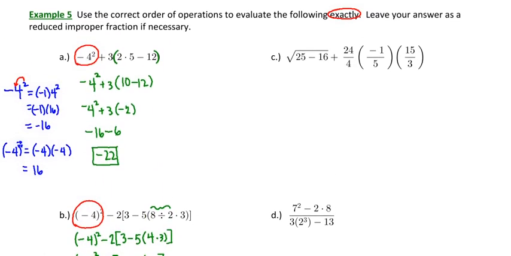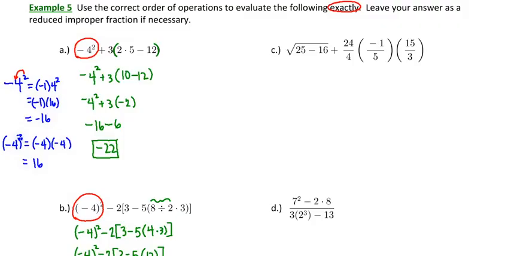Let's go back up here to example C. Now, on example C, notice we do have a radical, and as we discussed previously, a radical can function as a grouping symbol. Essentially, it's grouping together this operation under the radical. So the first thing that I need to do in this problem is execute 25 minus 16. That's going to give me 9.